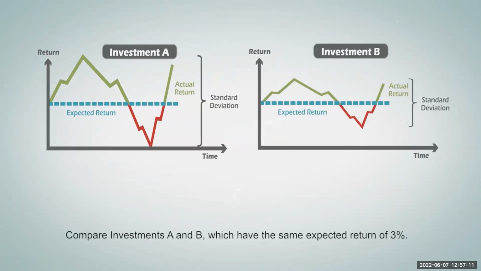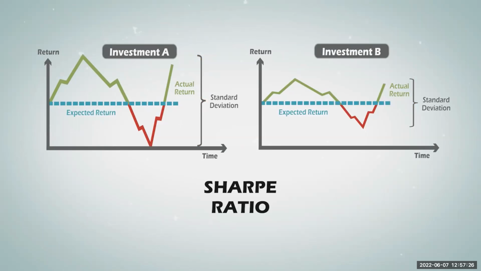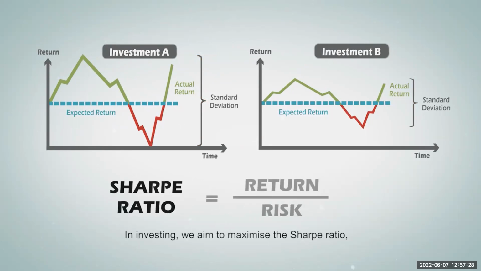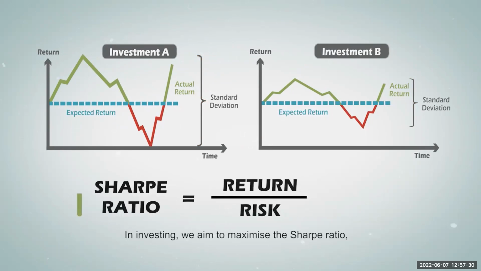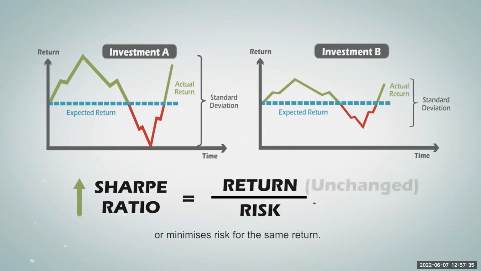Compare investments A and B, which have the same expected return of 3%. As B has a lower standard deviation than A, it will give a higher return to volatility ratio, known as the Sharpe ratio. In investing, we aim to maximize the Sharpe ratio, which maximizes return for the same risk, or minimizes risk for the same return.